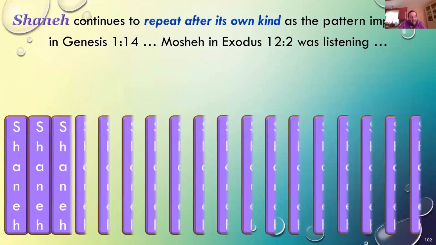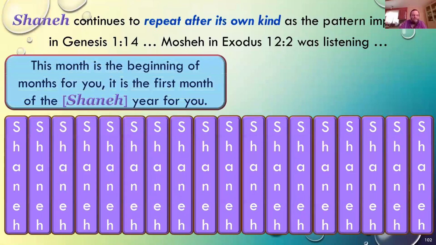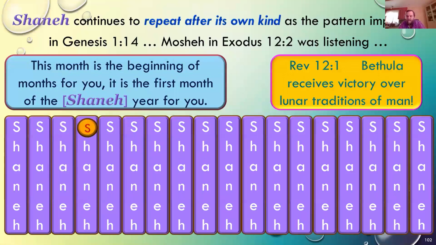Shanae continues to repeat after its own kind as the pattern imprinted in Genesis 1:14. Moshe in Exodus 12:2 was listening. This month is the beginning of months for you. It is the first month of the Shanae year for you. And as we see, Shanae just continues to repeat. Can that be eternity? Revelation 12:1. Bethula receives victory over lunar traditions of man.